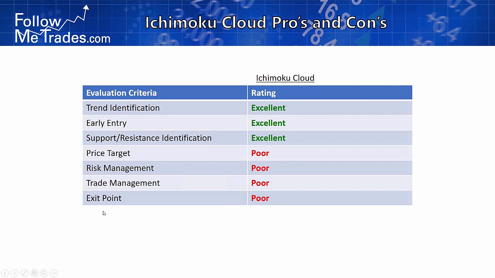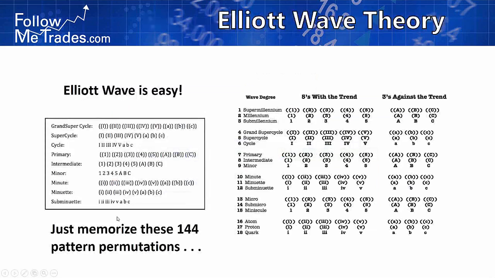We're seeing that now. Okay, so Ichimoku Cloud's got some good things going for it, but I can't determine a price target. I can't manage risk with it. I can't manage my trade with it. It doesn't really give me an exit point. By the time we've broken down the cloud, it's way too late to be out of the trade. So I need some other things to help me in my trading.